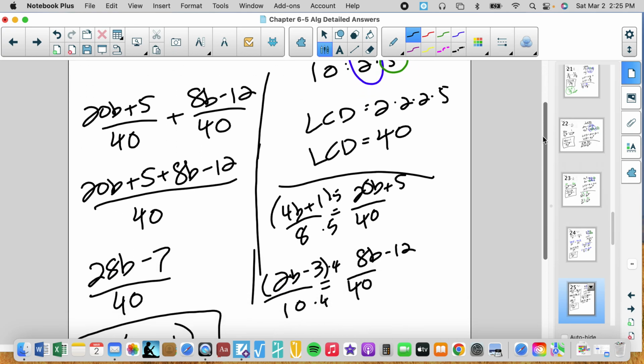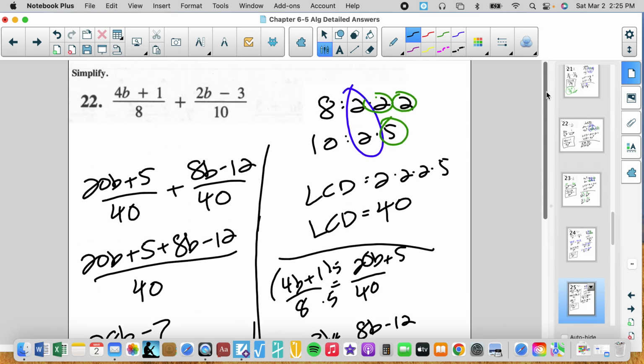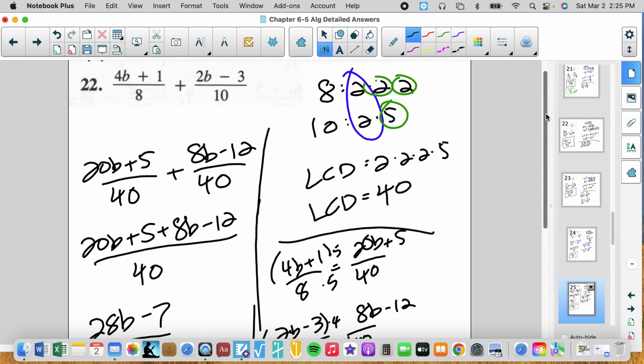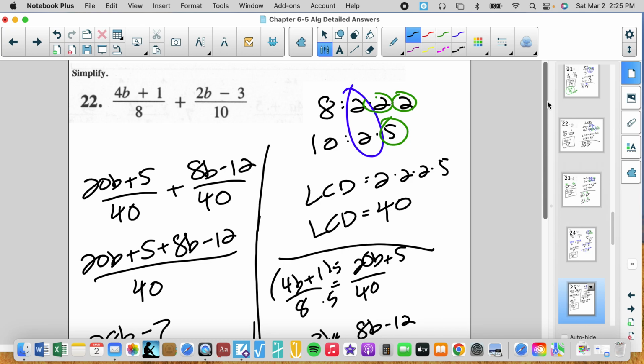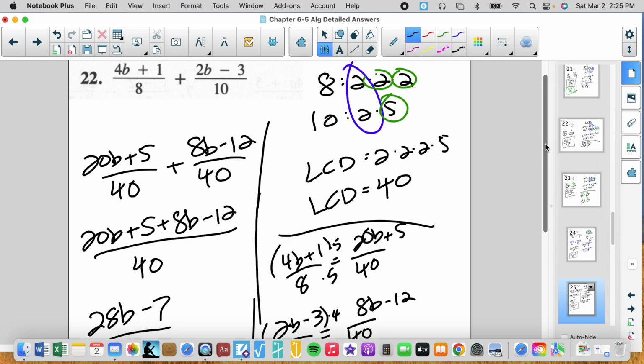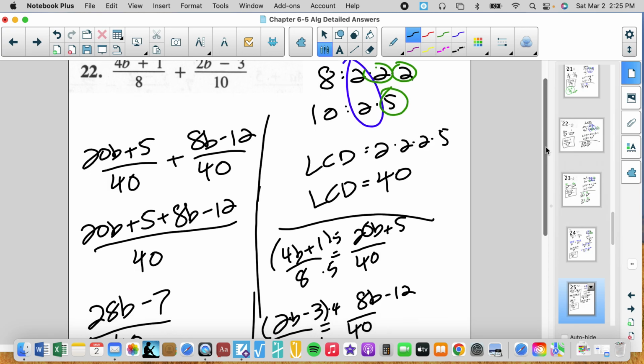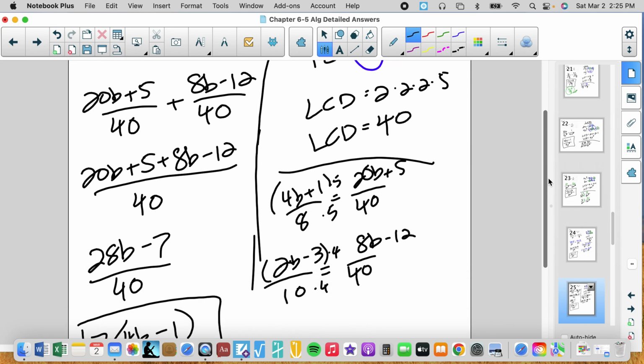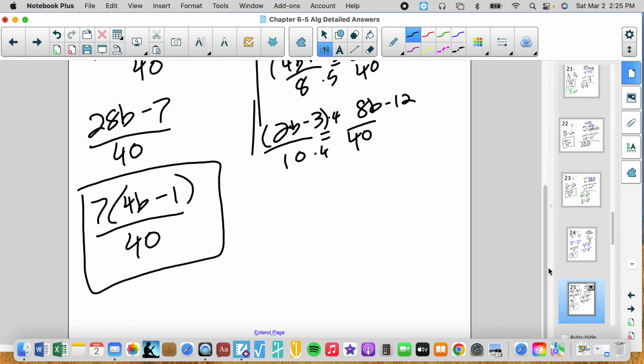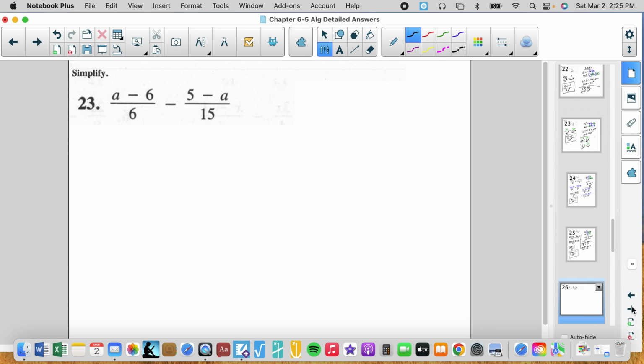8, 10, 40. Yeah, that's the common denominator. 4 times 5, 20 plus 5. Good. 5 and 12 is definitely 7. Multiply by 4, 8b minus 12. Good. That's negative 7. Yeah. All right. We can't cancel anything, but you could factor.